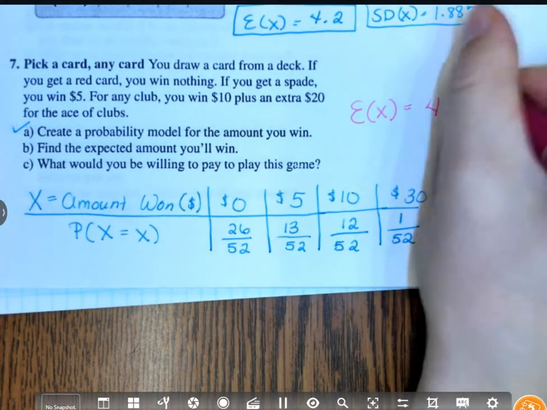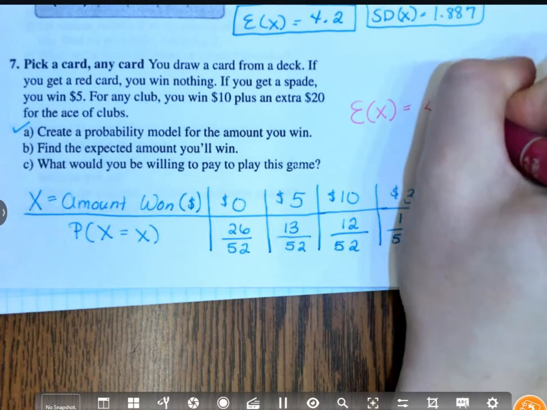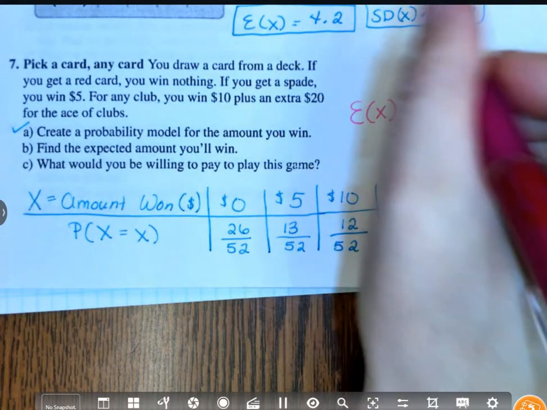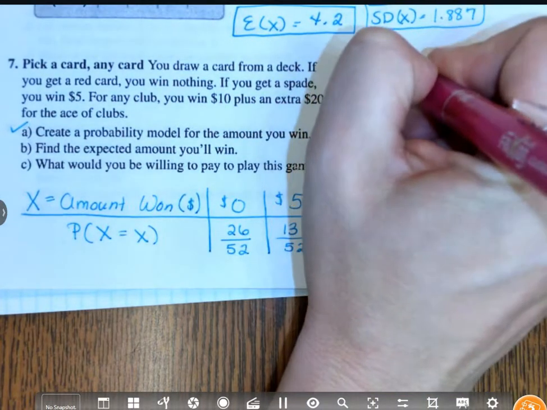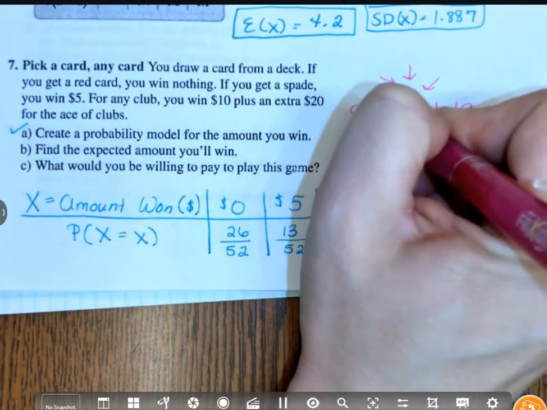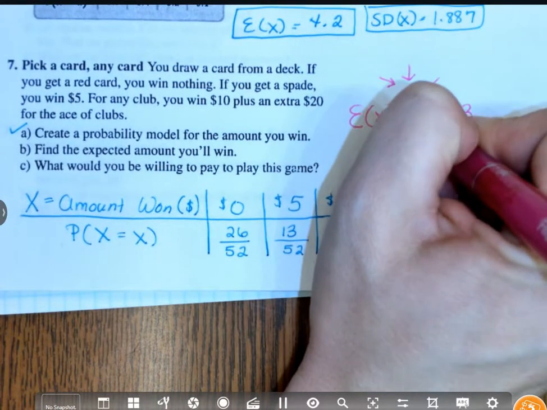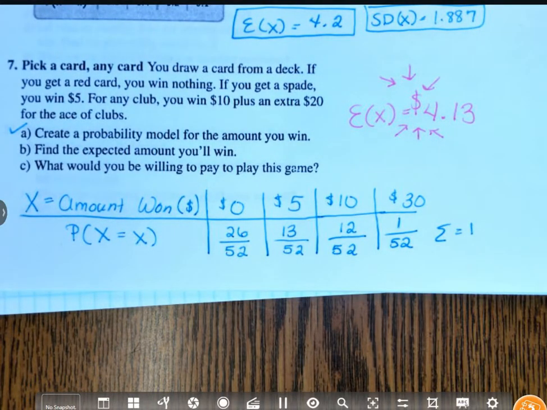4 point. What is this talking about? This is talking about dollars. So what should you round to? 2 decimals, the hundredths. And ladies and gentlemen, that label is hugely important. You need to have that. If you don't have that, you don't have context, and there are a lot of your points gone.